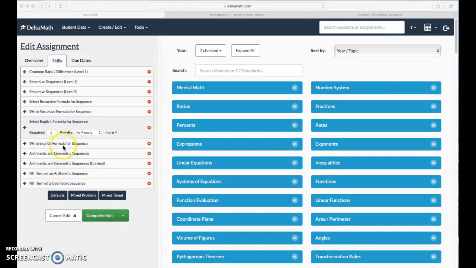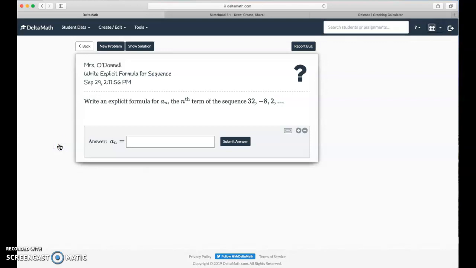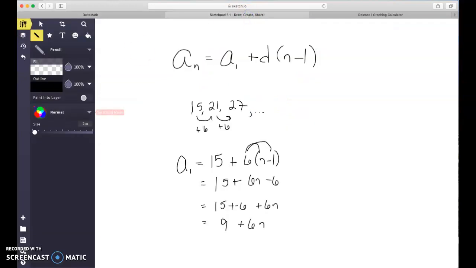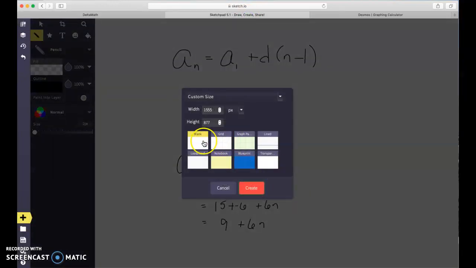All right, our next Delta Math is writing an explicit formula for a sequence. Write an explicit formula a sub n, the nth term of the sequence. They give us our sequence starting out 32, -8, 2, and so on. So let's see here.